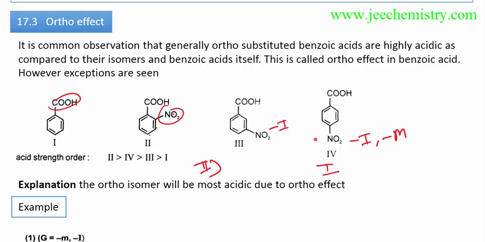Between these two compounds, we have to compare. This compound has only minus I effect, and this compound has minus I effect and minus M effect. This compound has only minus I effect, while this compound has minus M effect as one extra point. So this compound will be more acidic. So the order is second, fourth, third, first. In this way we can decide the acidic strength.